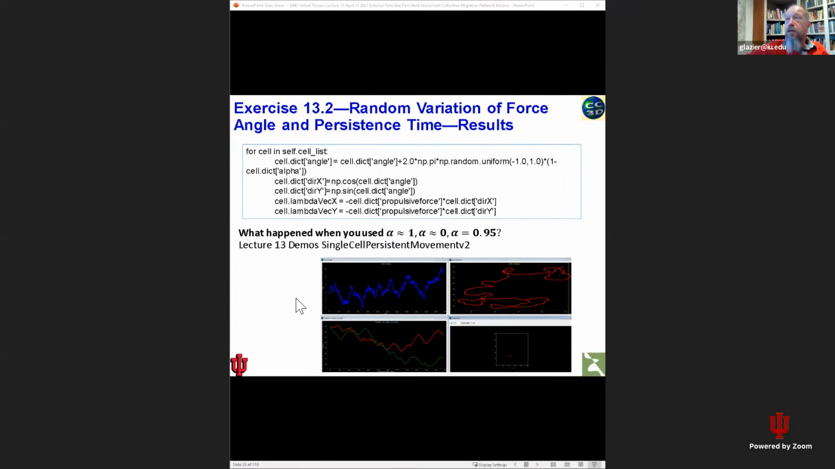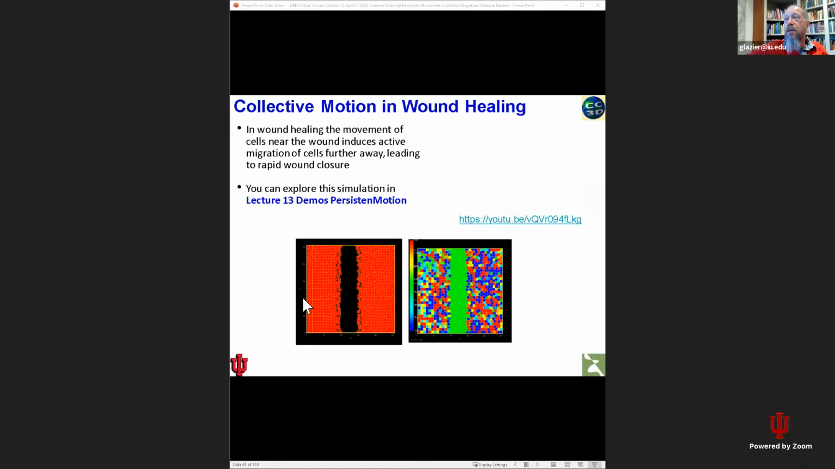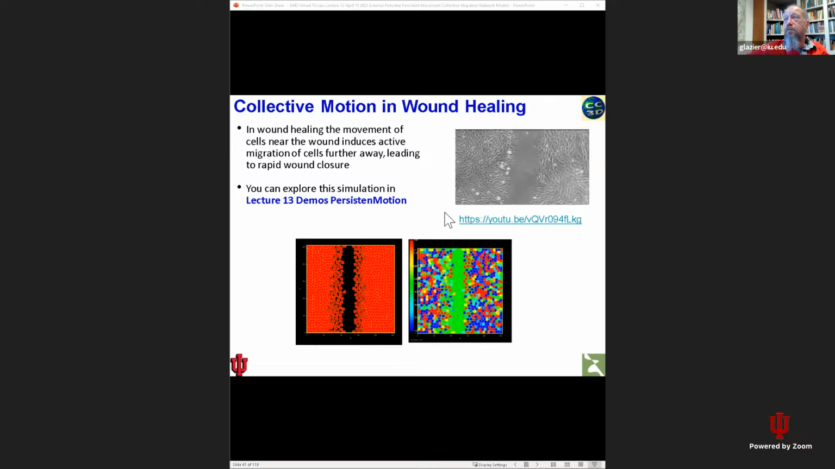I want to come back to one more thing. And again, this is an exercise that one could do in class. This time, I don't think we're going to take the time to do it. Once we have a single cell that moves persistently, we can begin to build tissues that move persistently.